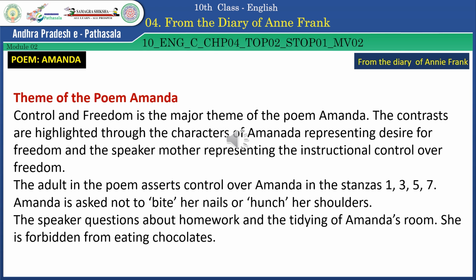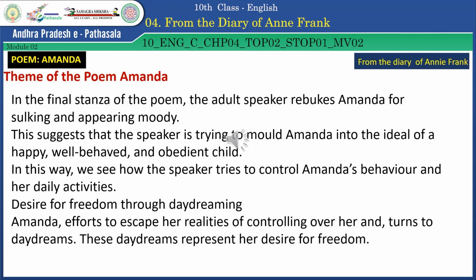Let's continue, children. In the final stanza of the poem, the adult speaker rebukes Amanda for sulking and appearing moody. This suggests that the speaker is trying to mold Amanda into the ideal of a happy, well behaved, and obedient child. In this way, we see how the speaker tries to control Amanda's behavior and her daily activities. Desire for freedom through daydreaming: Amanda efforts to escape the realities of control over her and turns to daydreams. These daydreams represent her desire for freedom.